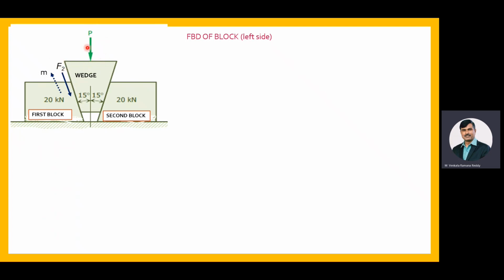Then we are applying a force P on the wedge. With that, the 20 kilonewton block, that is the left side block, tries to move left on the horizontal surface, so the frictional force acts rightward along the horizontal surface. F1 is the frictional force between the 20 kilonewton block as well as the horizontal surface. F2 is the frictional force between the wedge as well as the 20 kilonewton block. Now we will draw the free body diagram for the 20 kilonewton block, that is the left side block.